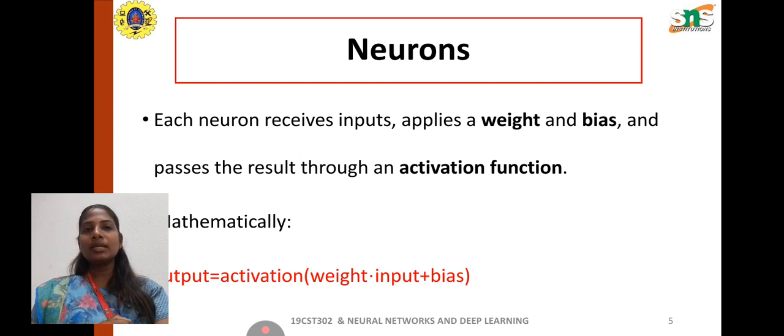The next one is neurons. Each neuron receives the input, applies a weight and bias, and passes the result through an activation function. Mathematically, the output is equal to the activation of weight multiplied by input and added with the bias value. So this is the final output.